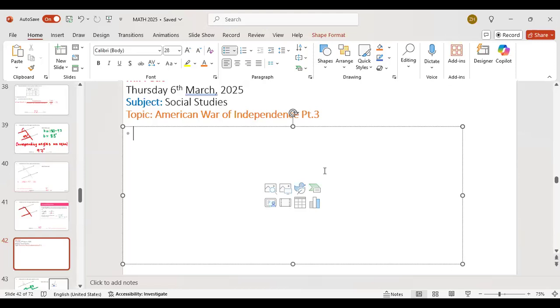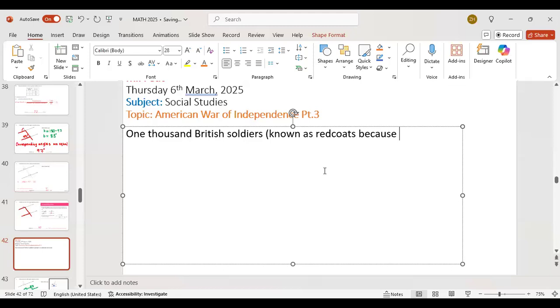So 1,000 British soldiers, known as the Red Coats, right? Why were they known as the Red Coats? The British soldiers. Why were they known as the Red Coats? I forget. Okay, so 1,000 British soldiers known as red coats because they wore red coats.